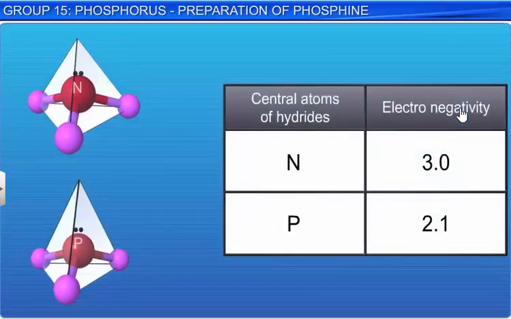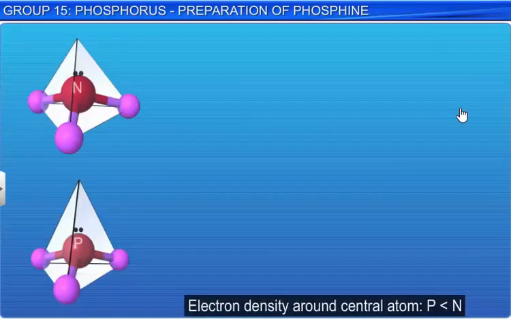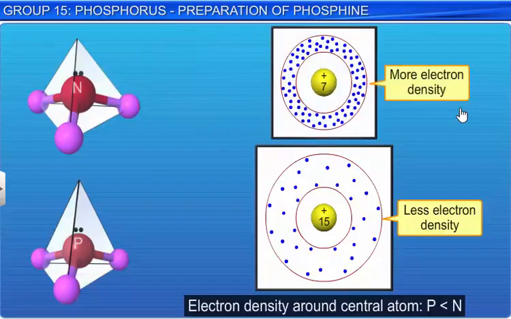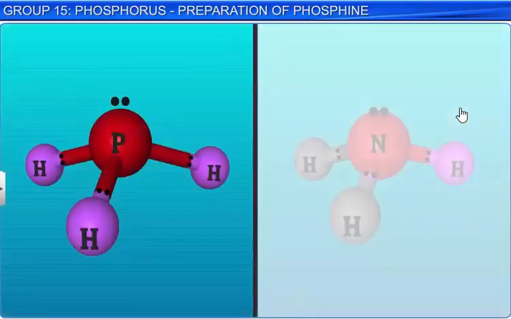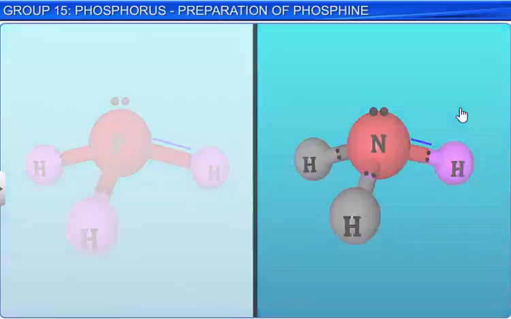Try to explain this variation by comparing the electronegativities of the central atoms in their respective hydrides. You know that phosphorus has less electronegativity than nitrogen. As a consequence, the electron density around the central atom, phosphorus, is less concentrated as compared to nitrogen in ammonia. In other words, the bond pair of electrons is much farther away from the central atom in phosphine than it is in ammonia.